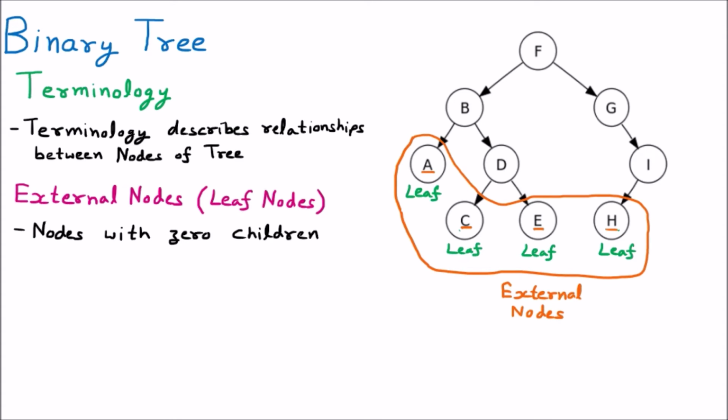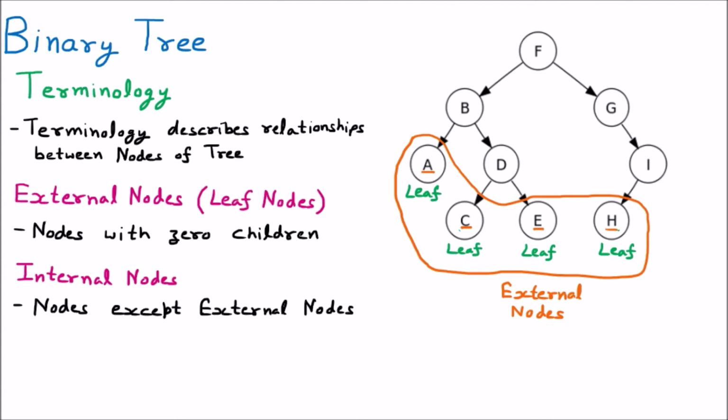Now we are discussing the next thing, which is called the internal nodes. Nodes which are remaining except the external nodes are called the internal nodes. Or we can say there can be another definition: the nodes except the leaf nodes are called the internal nodes. Or nodes with 1 or 2 children are also internal nodes. There can be any definition, but we are assuming here that nodes which are remaining after the external nodes are called the internal nodes.